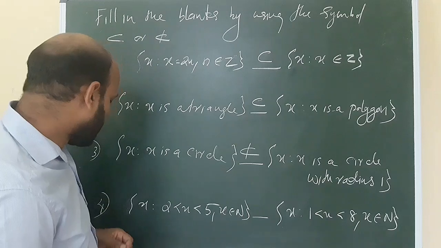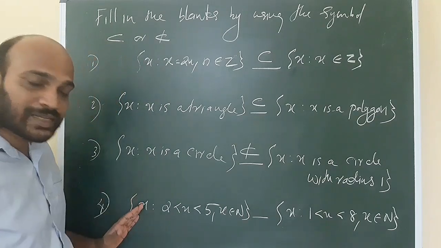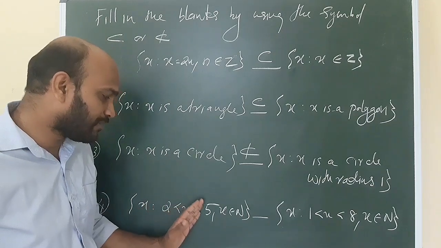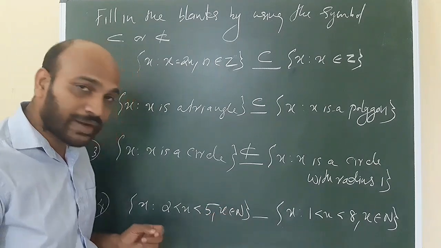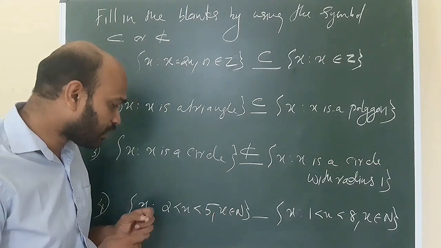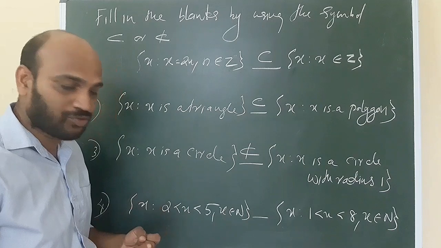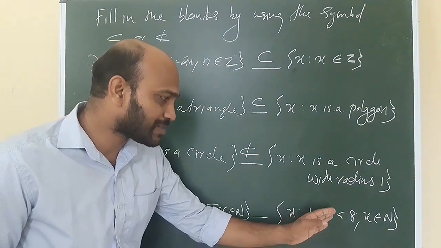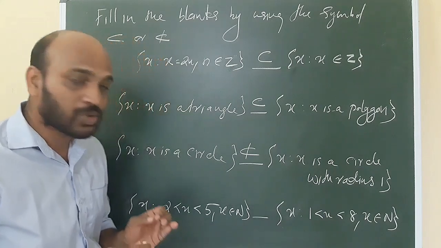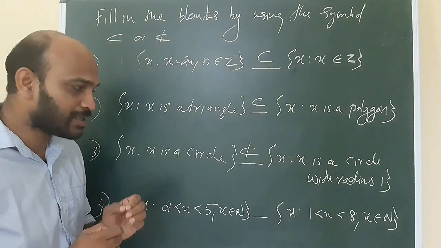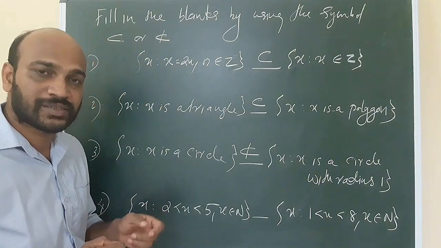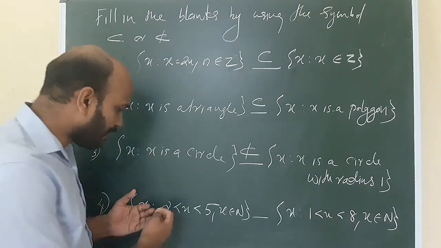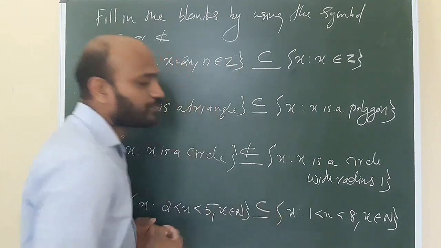Okay. Now fourth one: the set of all x such that 2 less than x less than 5, x belongs to N. That means all natural numbers between 2 and 5, 3 and 4. Right hand side: the set of all x such that 1 less than x less than 8, x belongs to N. Means all natural numbers between 1 and 8, that is 2, 3, 4, 5, 6, 7. Clearly the left hand side is a subset of the right.